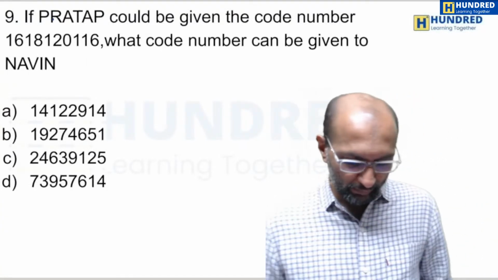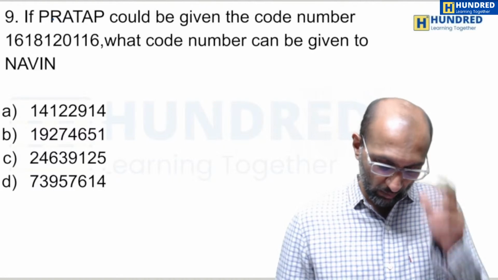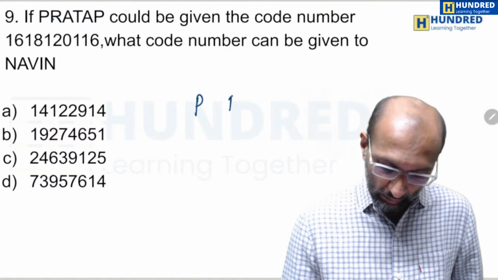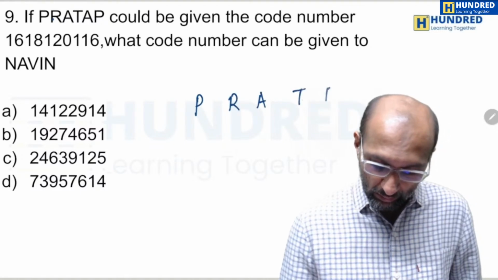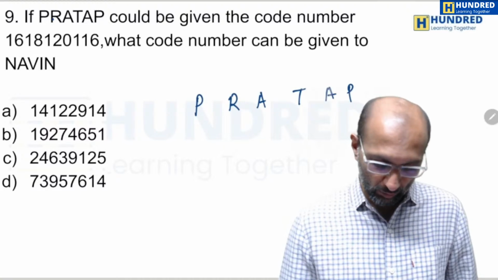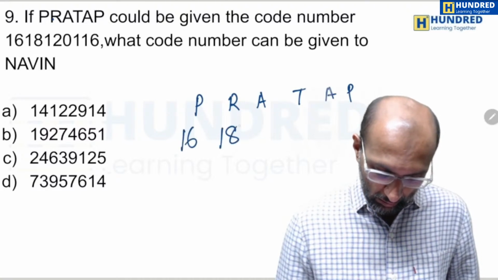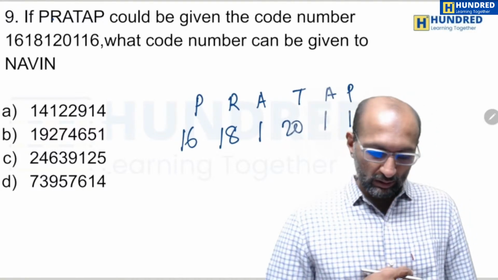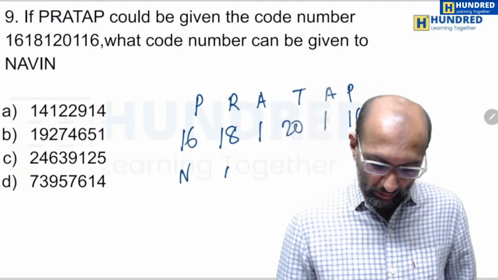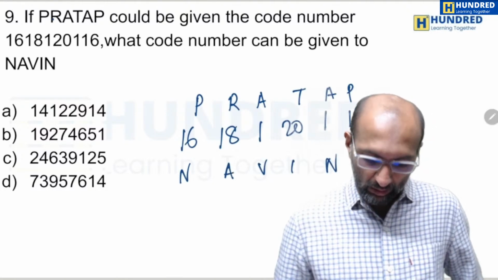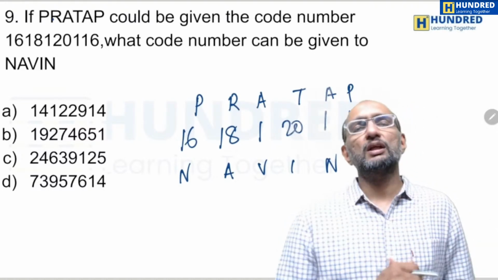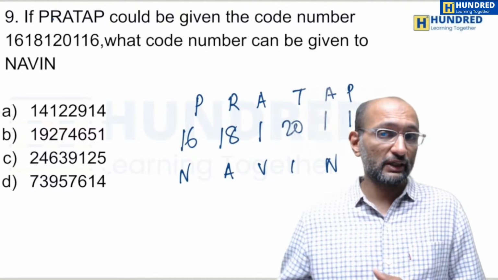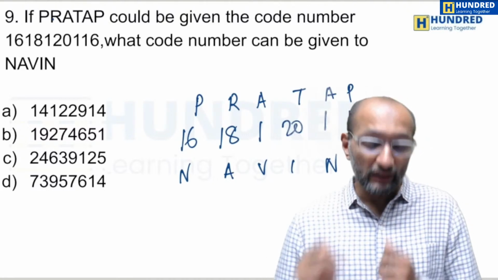Okay, now what is Pratap saying? Pratap is given a code and what will be the code for Naveen? Let us try. So Pratap, P-R-A-T-A-P, okay, 16, 18, 1, 21, 16. So what could be the answer for N-A-V-I-N? Okay, in the previous question we saw A was starting with the number 7, 8, 9, 10, A, B, C, D. Now here A is starting with number 1.